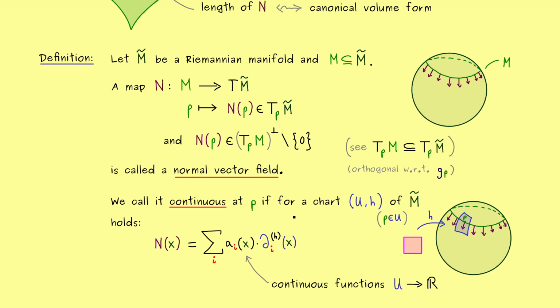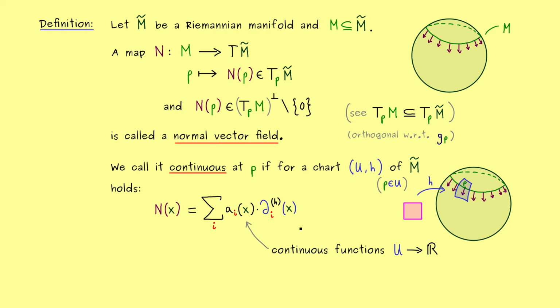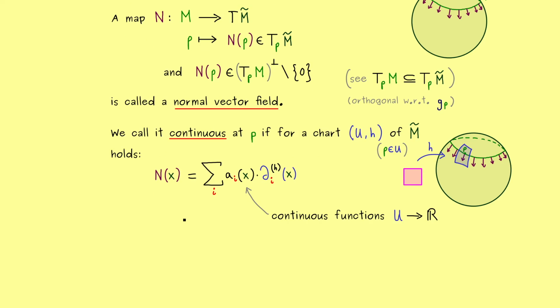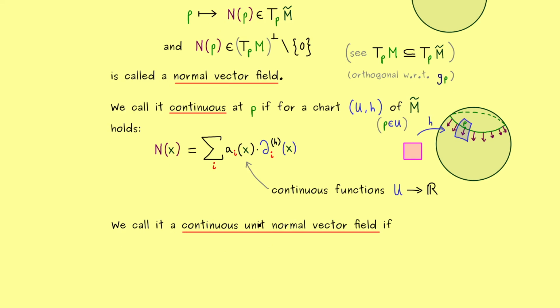And then you might know, the common extension of this definition is to say that n is continuous if it's continuous at every point p. However, we want to extend it more because we also want to talk about a unit normal vector field. So this is a really long word. We want to have a continuous unit normal vector field. And there you see we want to have two properties in addition. First, it should be continuous and it should be unit in some sense.